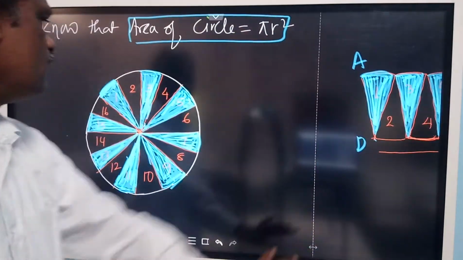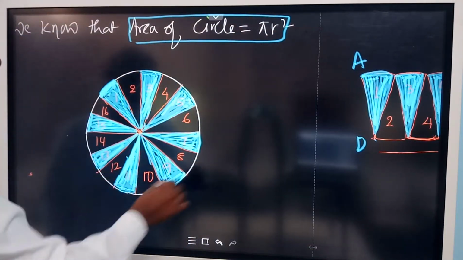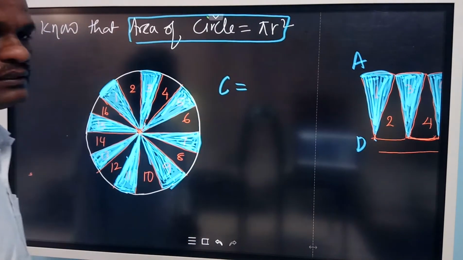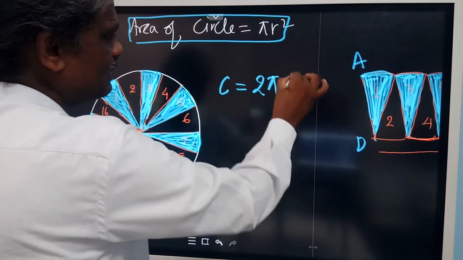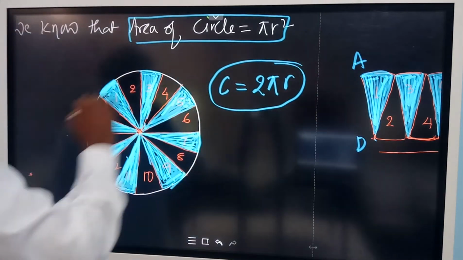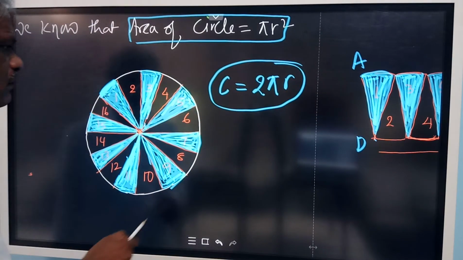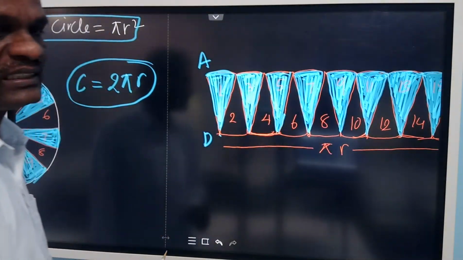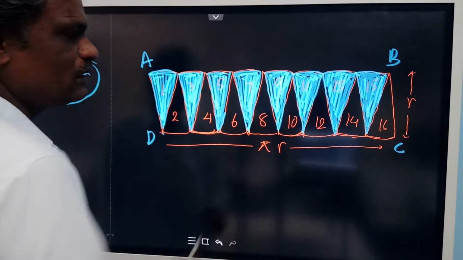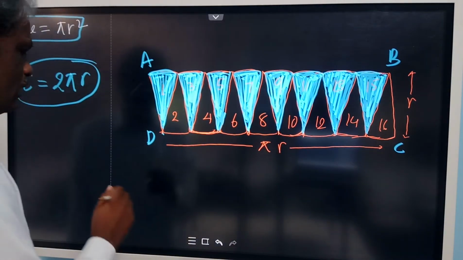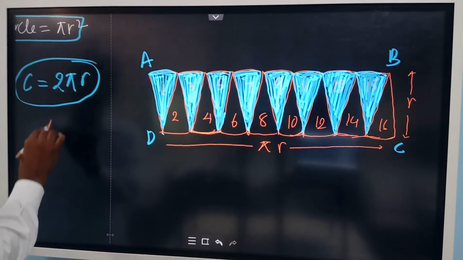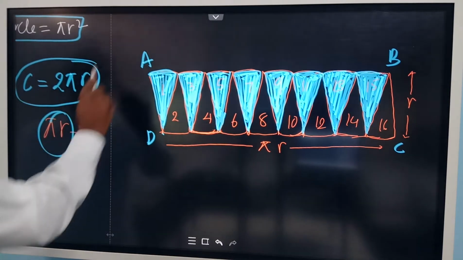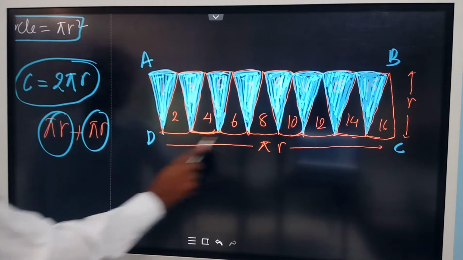Now you know the total length of this boundary is nothing but the circumference. It is equal to 2 pi r. We learned the perimeter of this circle is 2 pi r. Out of this 2 pi r, half is on the upper side and the remaining half in the downward direction. So out of 2 pi r, we divide into 2 equal parts: one is pi r, another one is pi r. This pi r is on the upper side, another pi r on the downside.